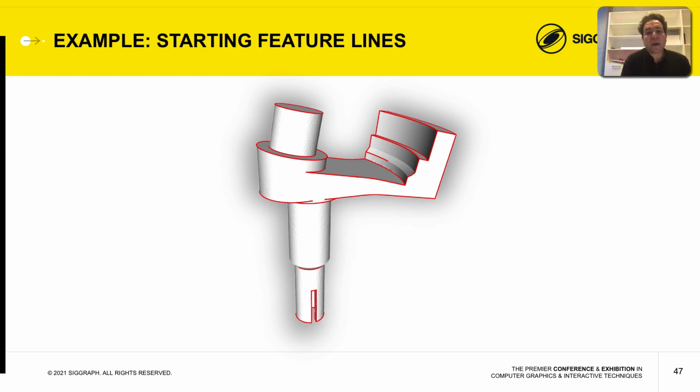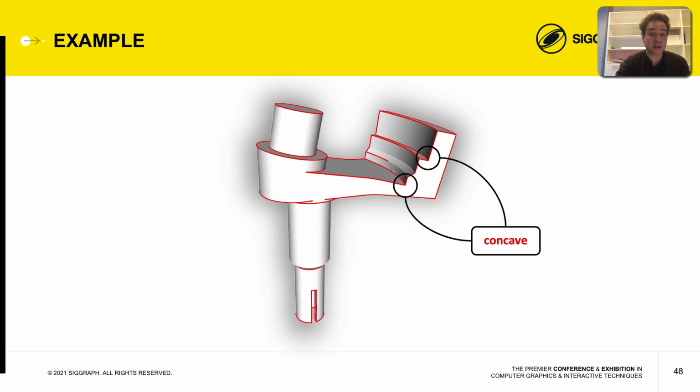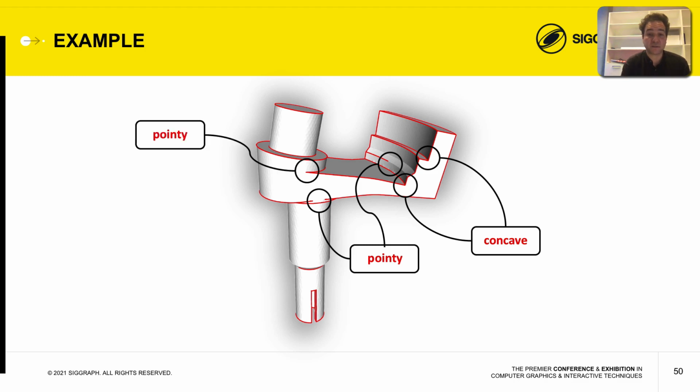Okay, if we look back at the initial example, we see that, just looking at the initial feature lines, it breaks most of the rules that we already defined. For example, we can have concave angles in the initial features. Also, we can have some pointy features, like those shown on the slides. So how can we address these issues to get a nice patch layout?